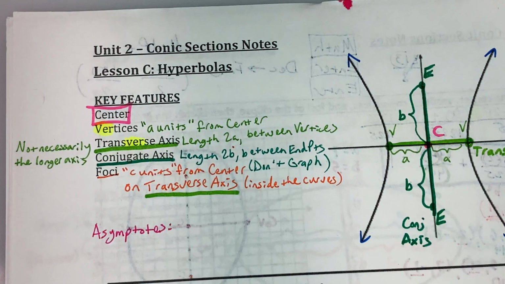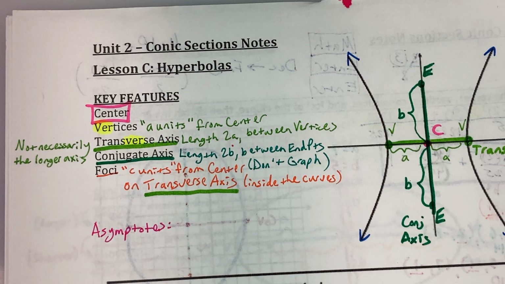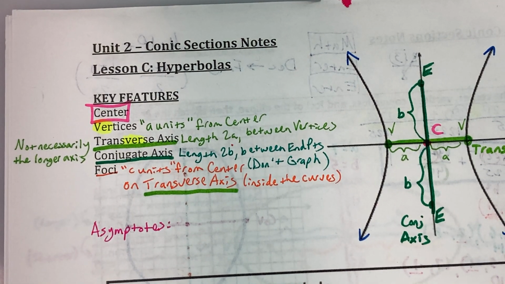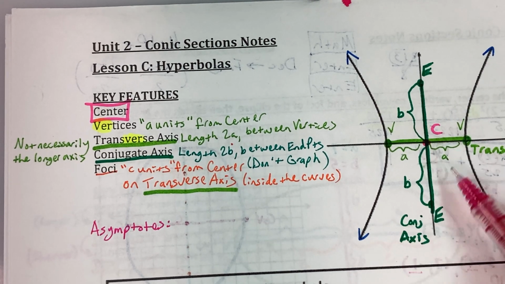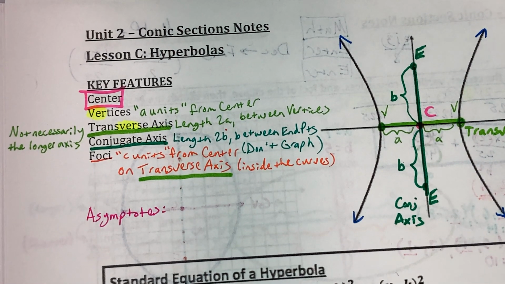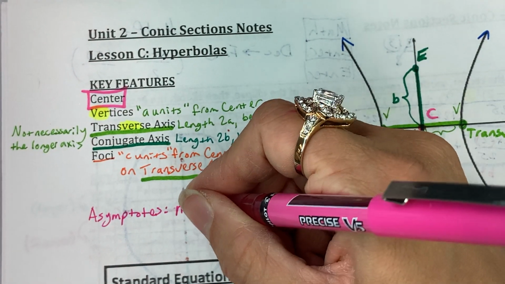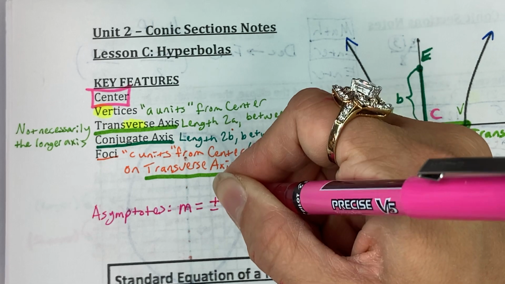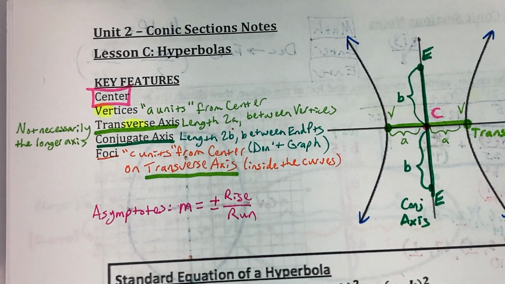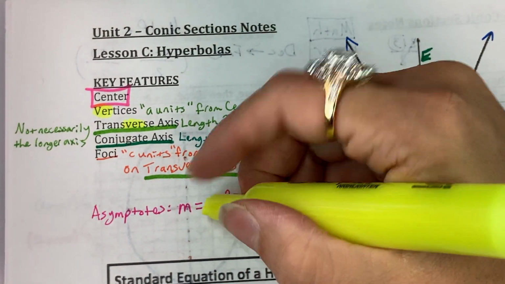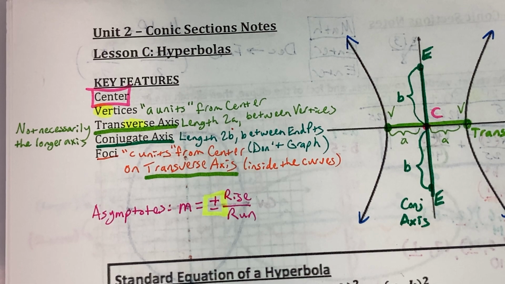You've seen this word before, probably in Algebra 2. An asymptote is something that a graph approaches, but it never actually touches. And our asymptotes are important because they are going to help us figure out how wide or how tall these curves are going to get. So our asymptotes have a slope of plus or minus rise over run. That plus or minus is a very important detail, because on this graph, we actually have two different asymptotes.